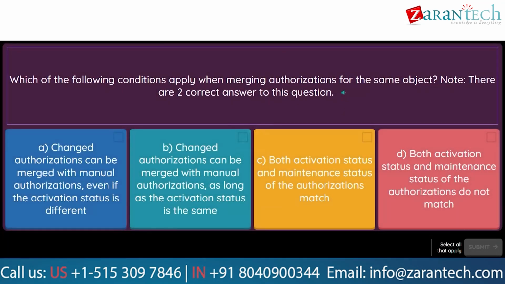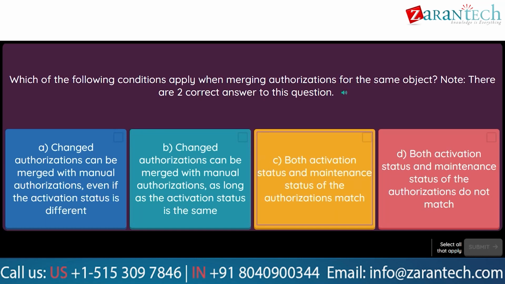Question: which of the following conditions apply when merging authorizations for the same object? Note: there are two correct answers to this question. Option A: changed authorizations can be merged with manual authorizations, even if the activation status is different. Option B: changed authorizations can be merged with manual authorizations, as long as the activation status is the same. Option C: both activation status and maintenance status of the authorizations match. Option D: both activation status and maintenance status of the authorizations do not match.